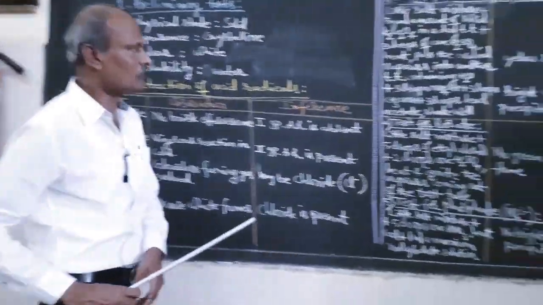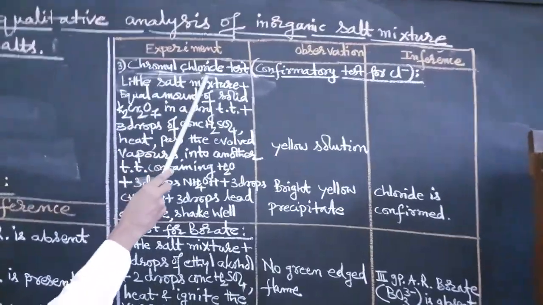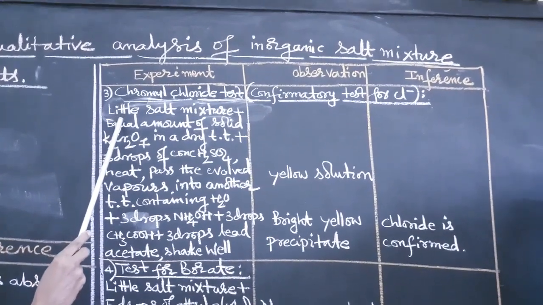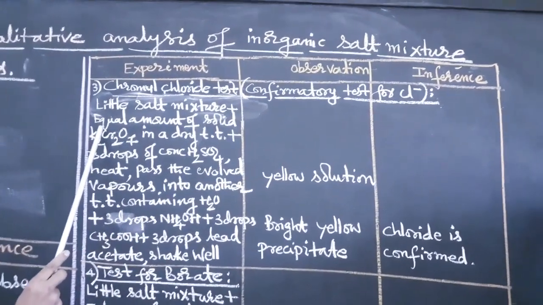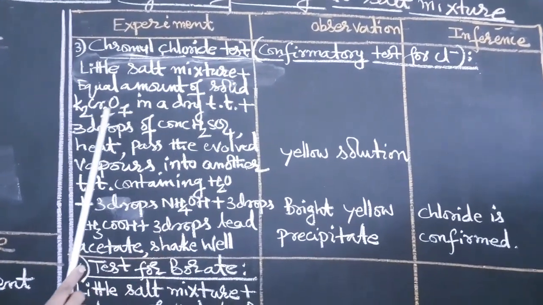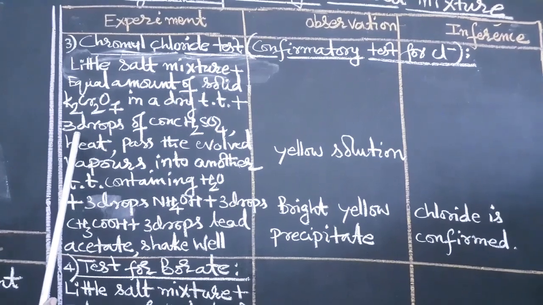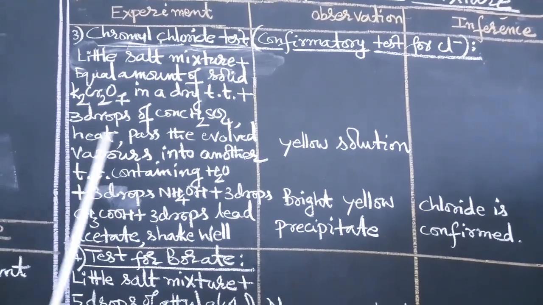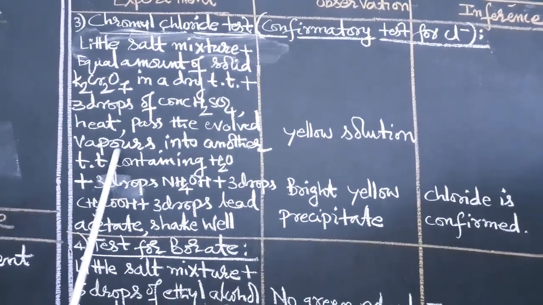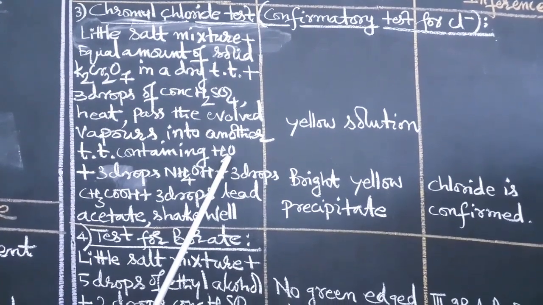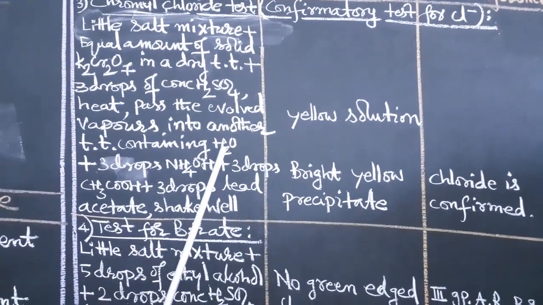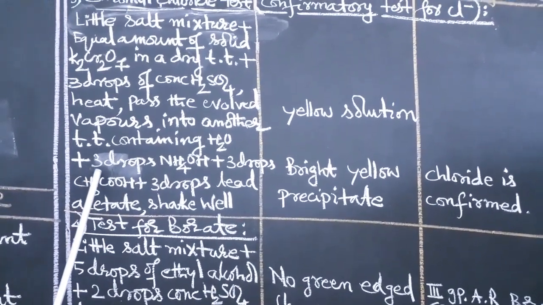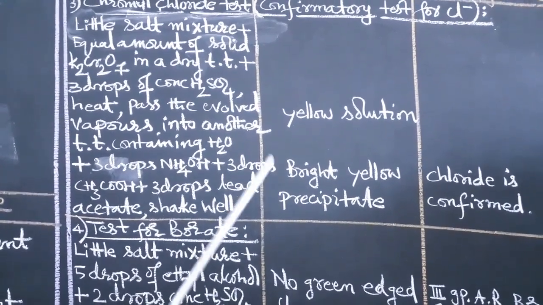Further, we confirmed the chloride acid radical by carrying out the chromyl chloride test. This is the confirmatory test for chloride acid radical. We have taken a little salt mixture in a dry test tube, added an equal amount of solid potassium dichromate, and added 3 drops of concentrated sulfuric acid. To get more vapors we have heated, and passed the vapors into another test tube containing water. On mixing the water with the vapors we got a yellow color solution, due to the formation of chromic acid. Then we have added 3 drops of ammonium hydroxide to neutralize excess chromyl chloride.